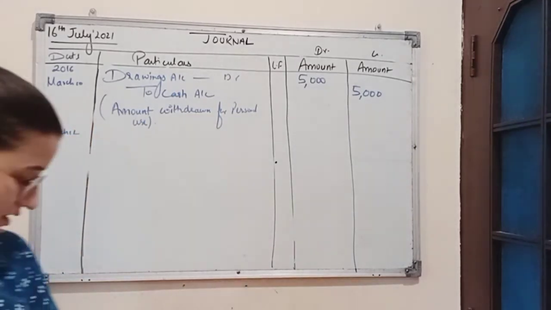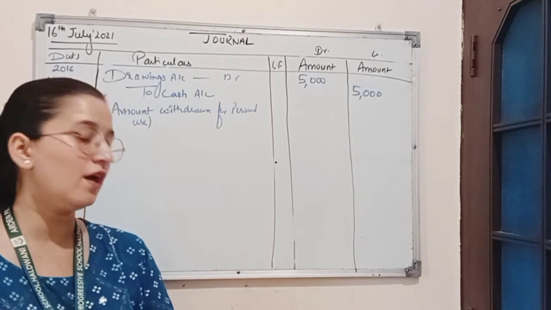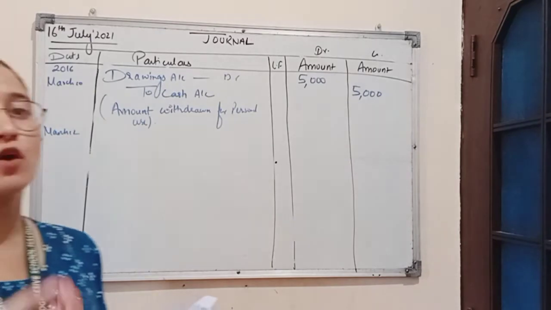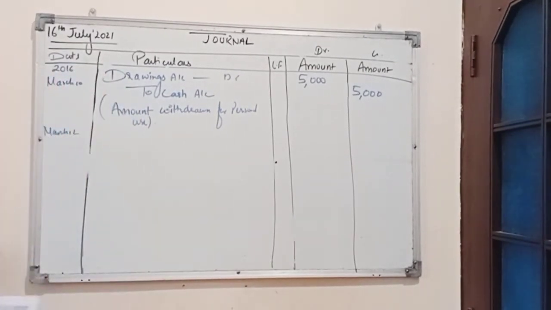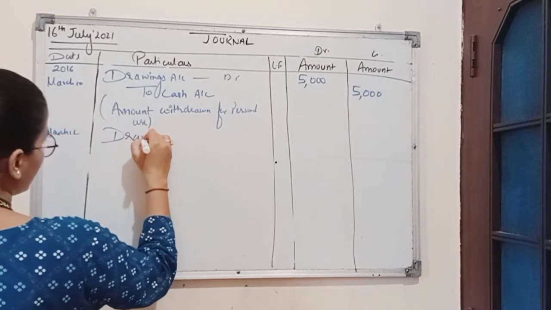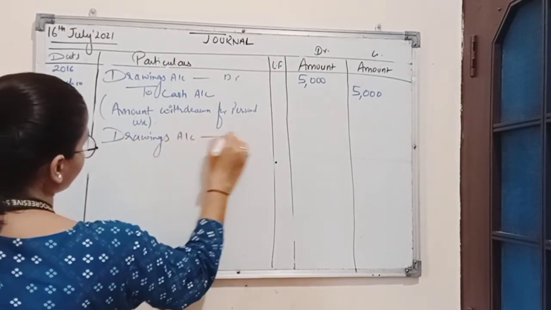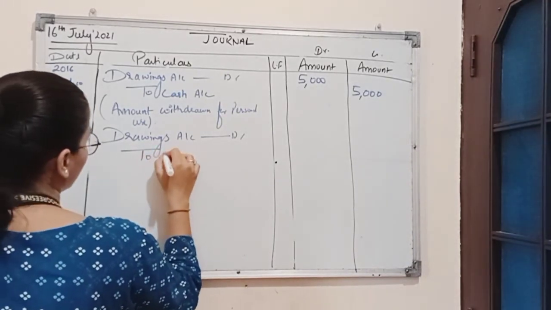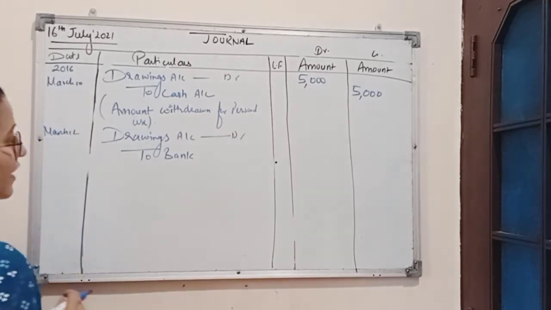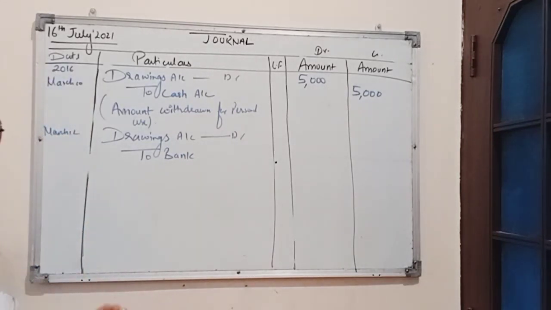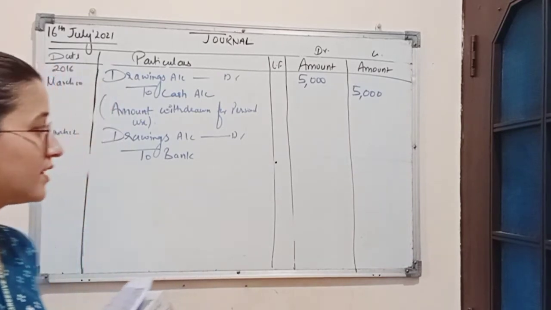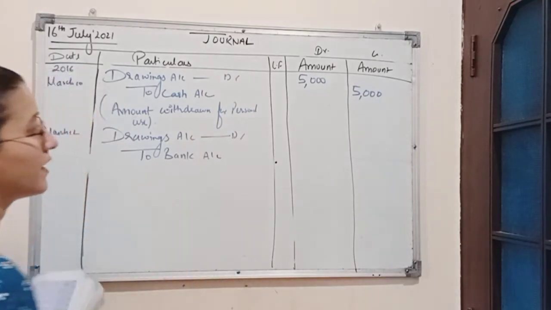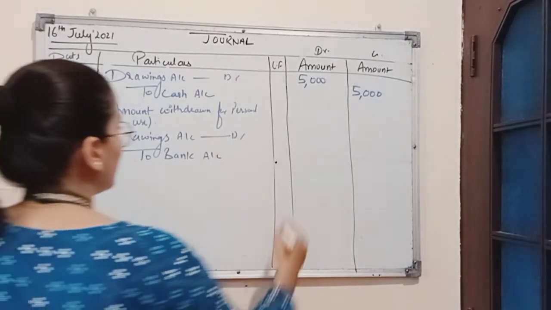and the transaction is withdrawn from bank for private use. Now here the owner has withdrawn the amount from business bank account. So here we know owner's drawings account will be debited with the same amount. And as he has withdrawn the amount from bank, so who is the giver of cash? Giver of cash is bank. And you know bank account is a personal account where the rule is debit the receiver, credit the giver. That is why we will credit bank account. And the amount is 4,000.